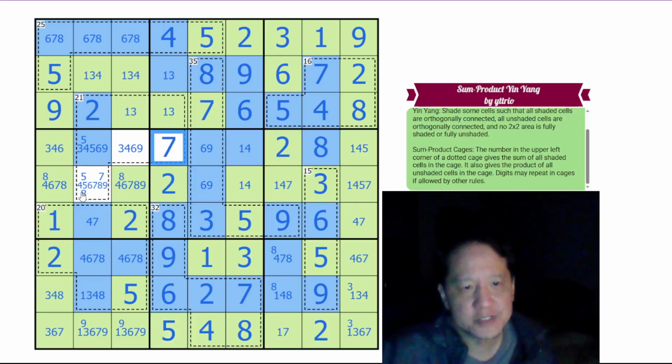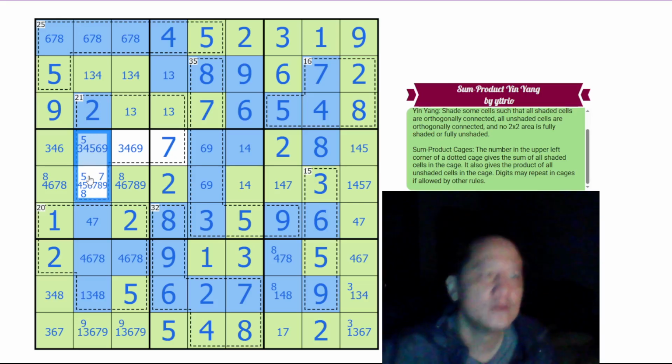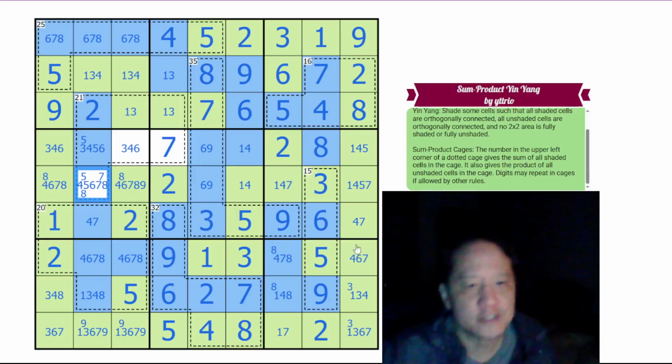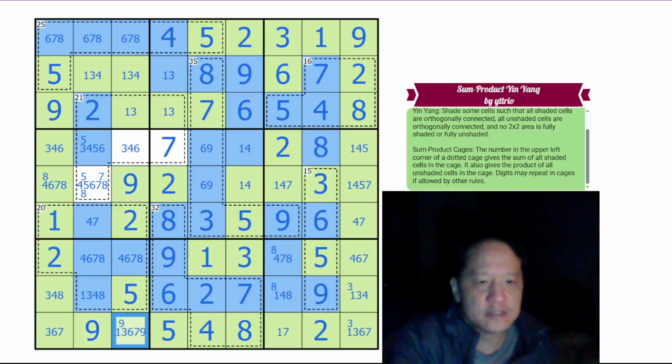Okay, it could be 7 and 7 with 5 to add up to 21. Or it cannot be 5 and 9 because the 5 is already there. So 9 can never be in this cage anymore, which means where's 9 in this box? It has to be here. So this is 9, which forces this not to be 9, so this is 9 here.